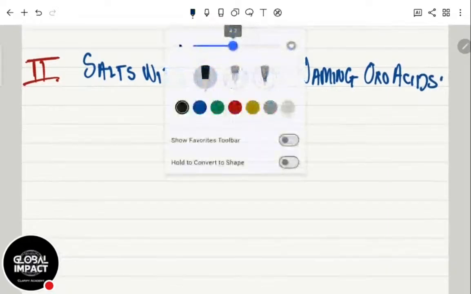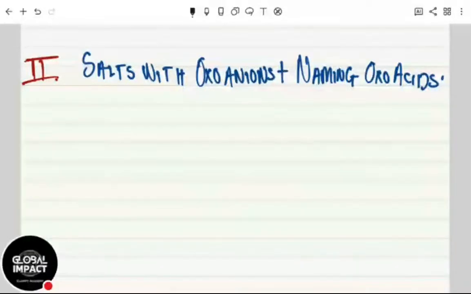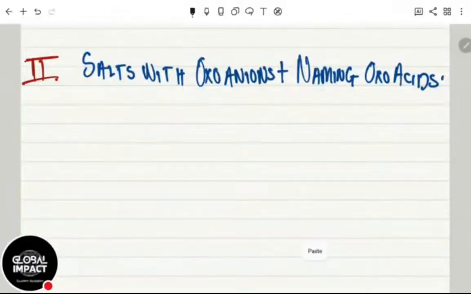Let's see how to name them: salts with oxo anions, and then these oxo acids. Then we'll talk about hydrates after this. We'll do the hydrates as the third and final thing. Let's start with the things that have oxo anions.